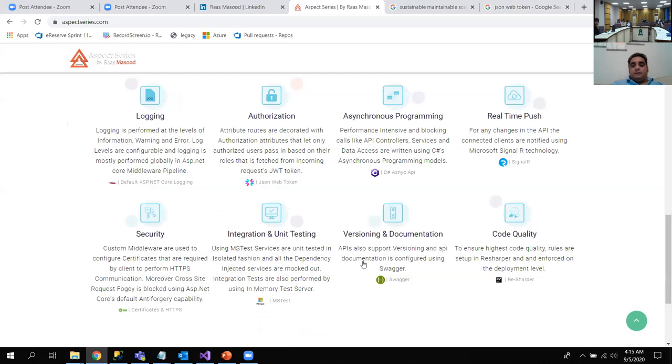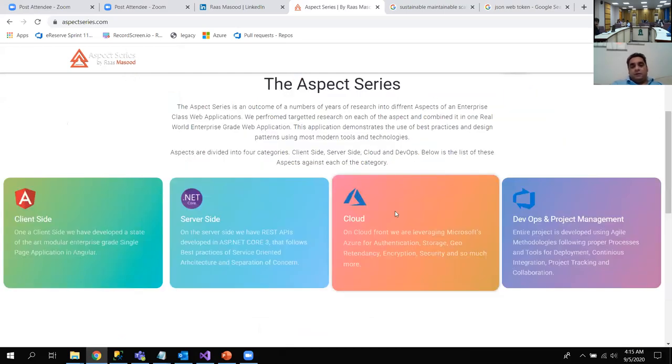After that, the third and one of my favorite aspects was the cloud aspect. So I really want all of you to listen to this one.